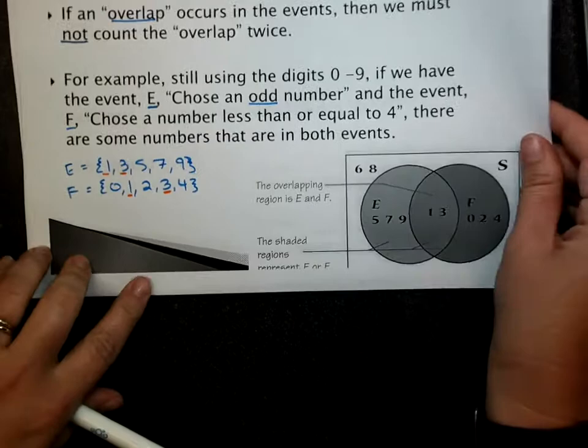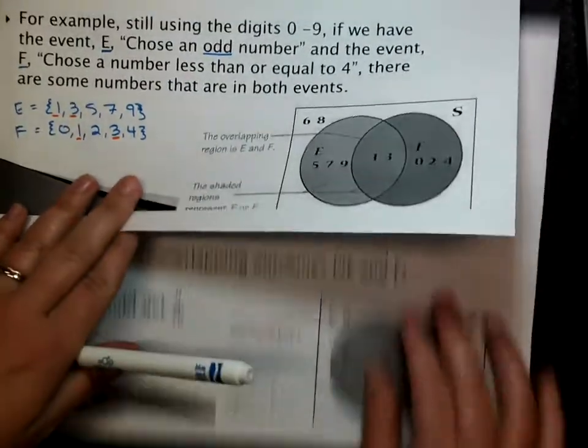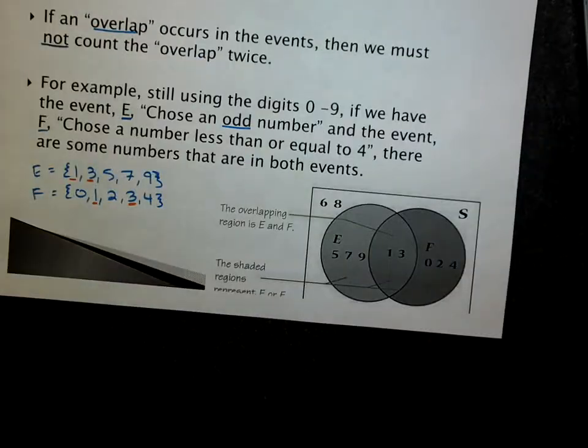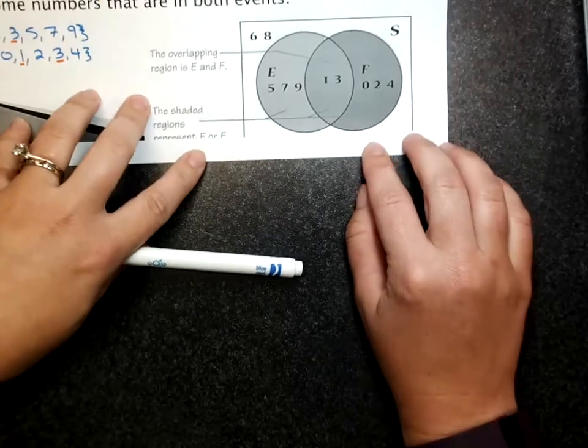And if you can see the Venn diagram, that kind of helps as well. Well, it's kind of dark. So on the Venn diagram, there we go.